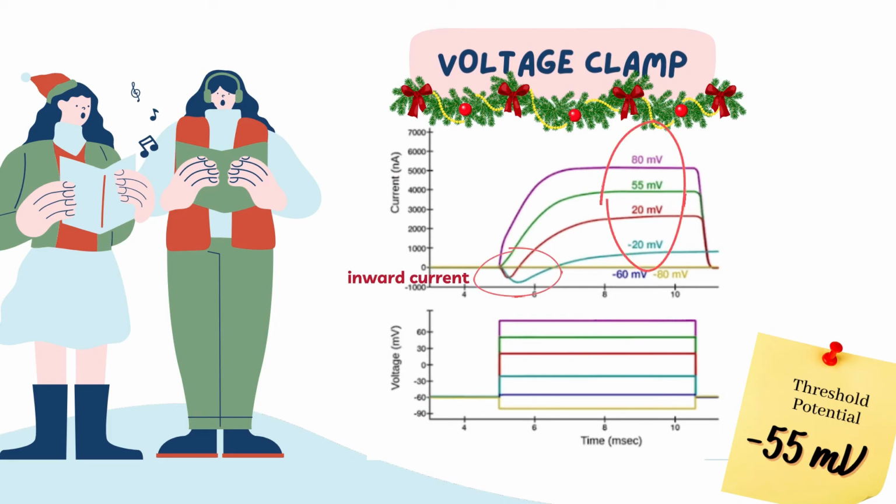It can also be seen that if a voltage equal to or higher than 55 millivolts is injected, no inward current is observed because the direction of the current is reversed, indicating that sodium ions instead moved out of the axon.